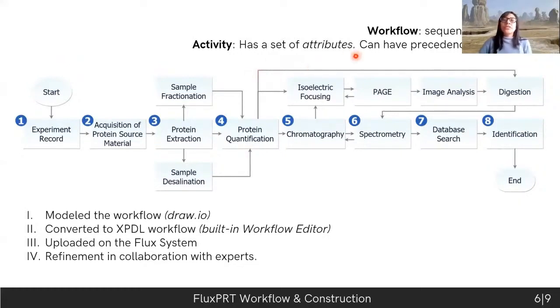One important piece of information is that an activity can have precedence connections. For example, the protein quantification has 3 precedence connections: sample fractionation, protein extraction, and sample desalination.